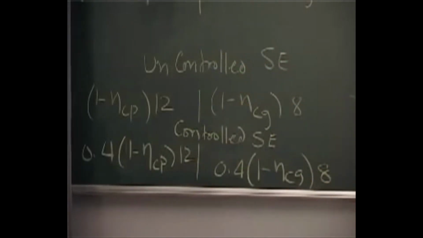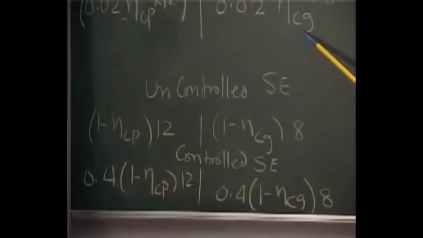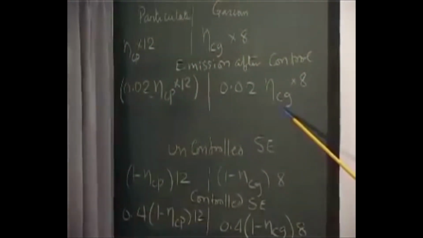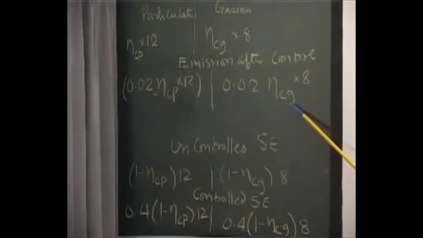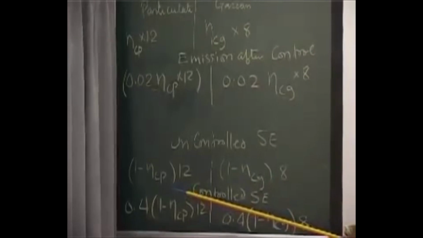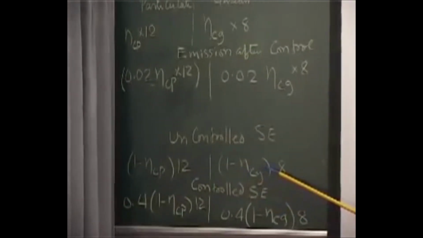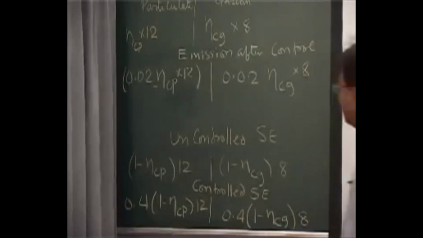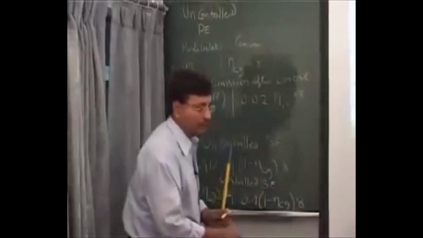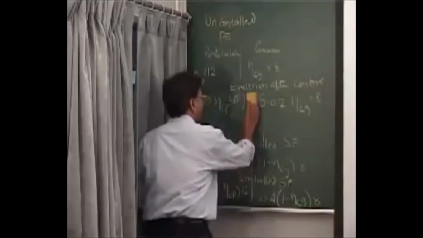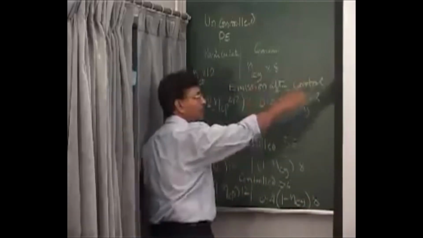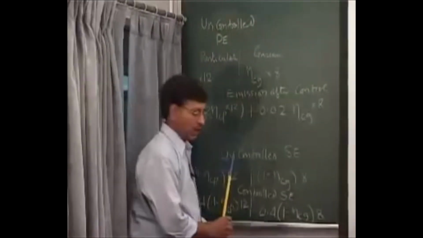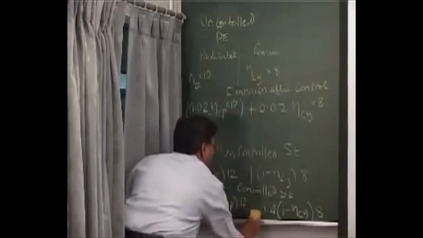Let's see. Do you know NCG or eta Cg given to you? How much is the number? 90%. So here you can write 0.9. This one also is 0.9. This also is 0.9. And then I'll find out the total emission. What is my total emission? Through the primary source, particulate plus gaseous. Same thing I'll do here.